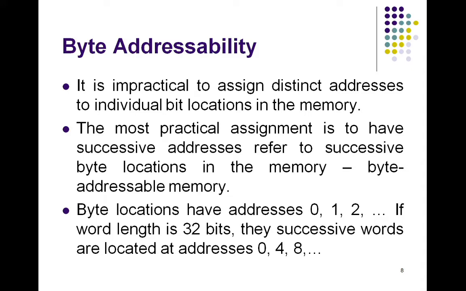Here the byte locations have the addresses 0, 1, 2, and so on. Suppose the word length of the machine is 32 bits, then the successive words are located at 0, 4, 8, 12, and so on, with each word consisting of 4 bytes. That is in the case of machines with 32 bits, or 32-bit machines.